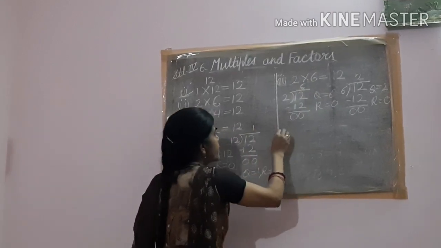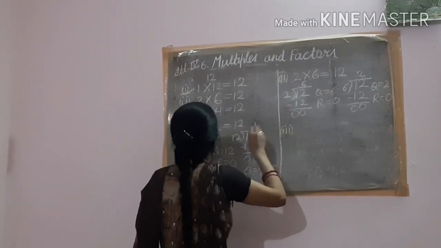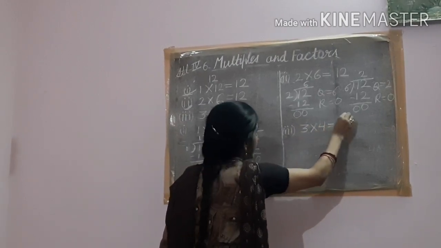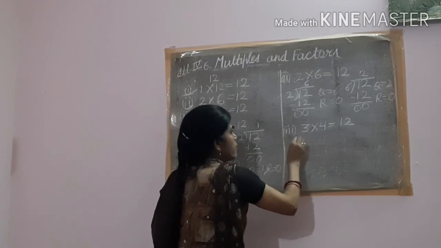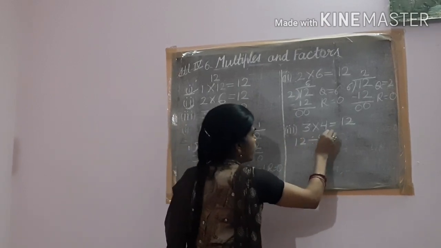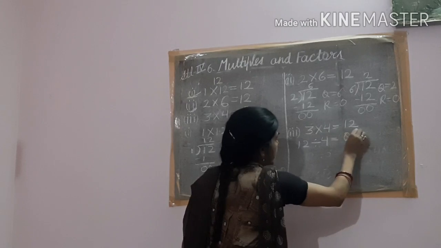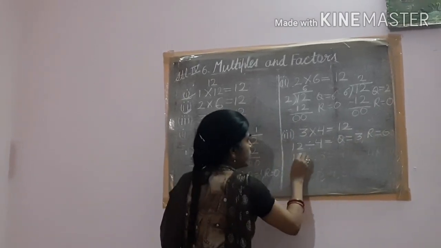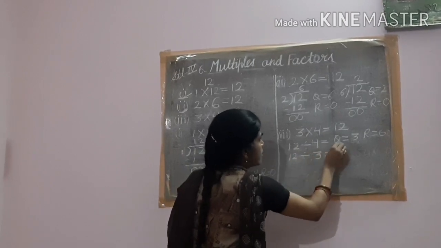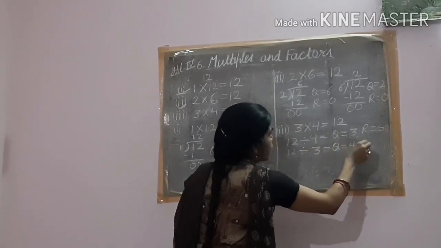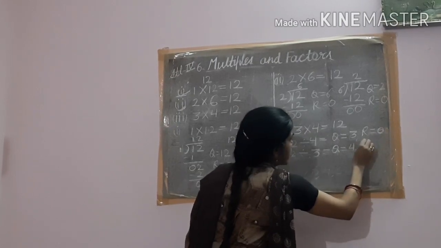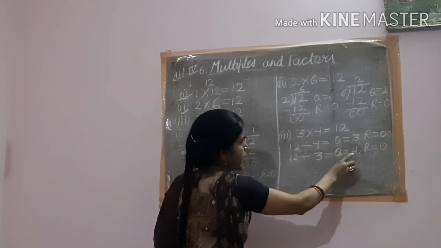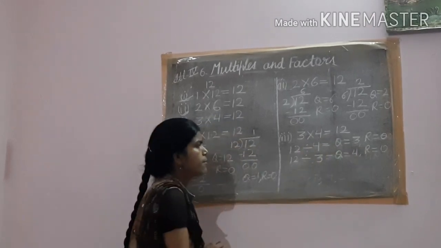Now the third pair of product. Third pair of product is 3 multiplied by 4, that is 12. So when you divide 12 by 4, the quotient is here 3 and remainder is equal to 0. And when you divide 12 by 3, then quotient is equal to 4 and the remainder is 0. So here the quotients come respectively 3 and 4 without leaving any remainder.